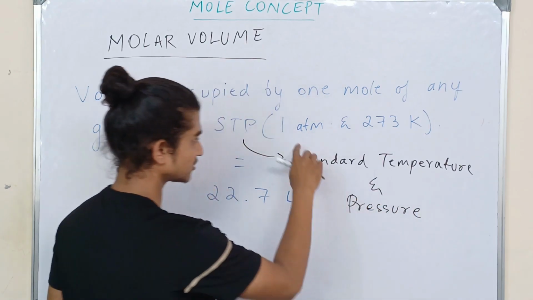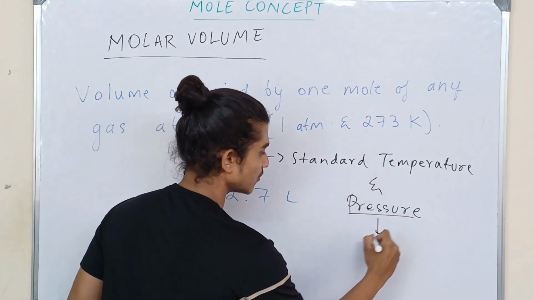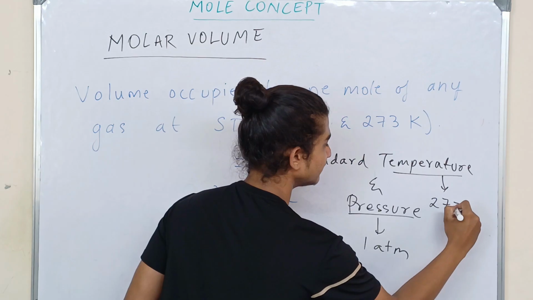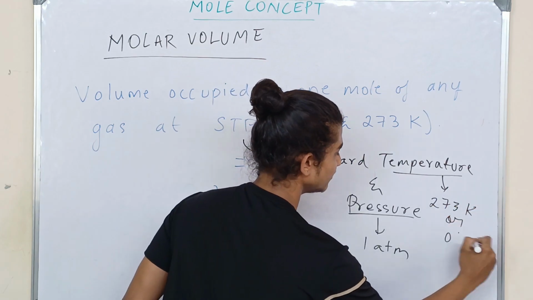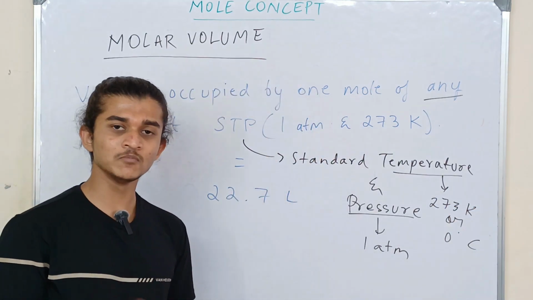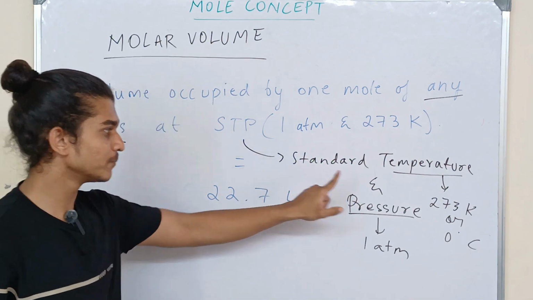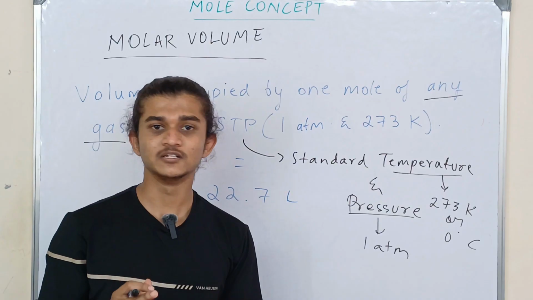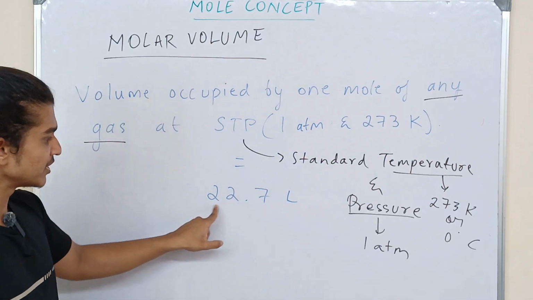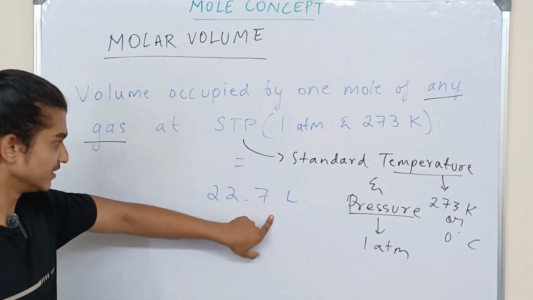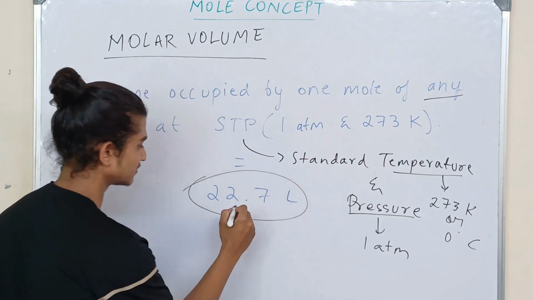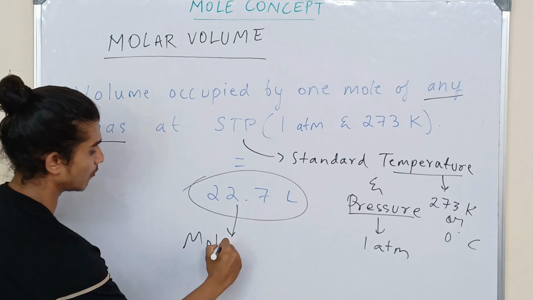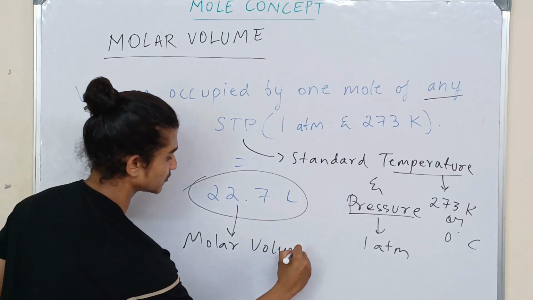And this value is 1 atm. So the pressure value is 1 atm, whereas the temperature value is 273 Kelvin or 0 degrees Celsius. So if you take 1 mole of any gas at standard temperature and pressure, and if you check the volume of that particular gas, it is going to be showing as 22.7 liters. And this is a very important value, and this value is called molar volume.